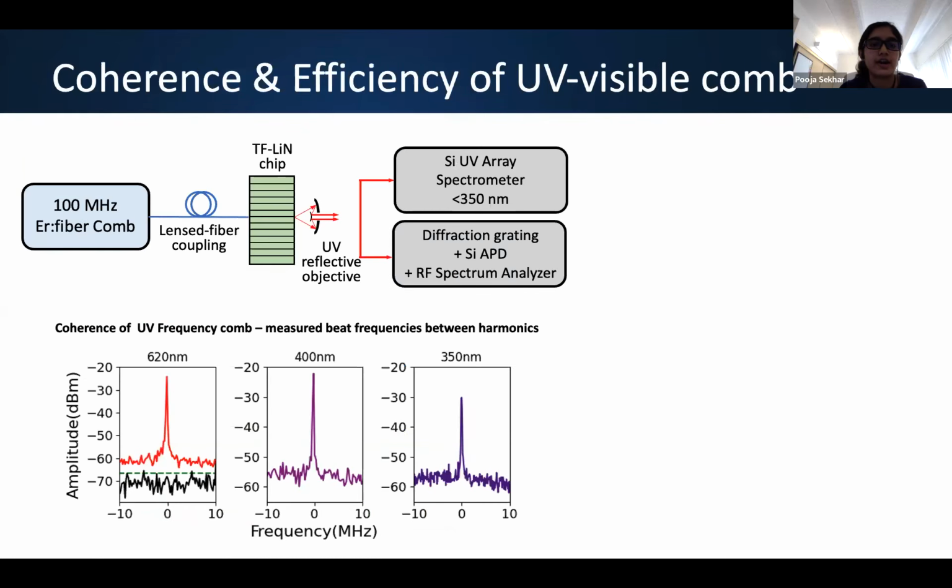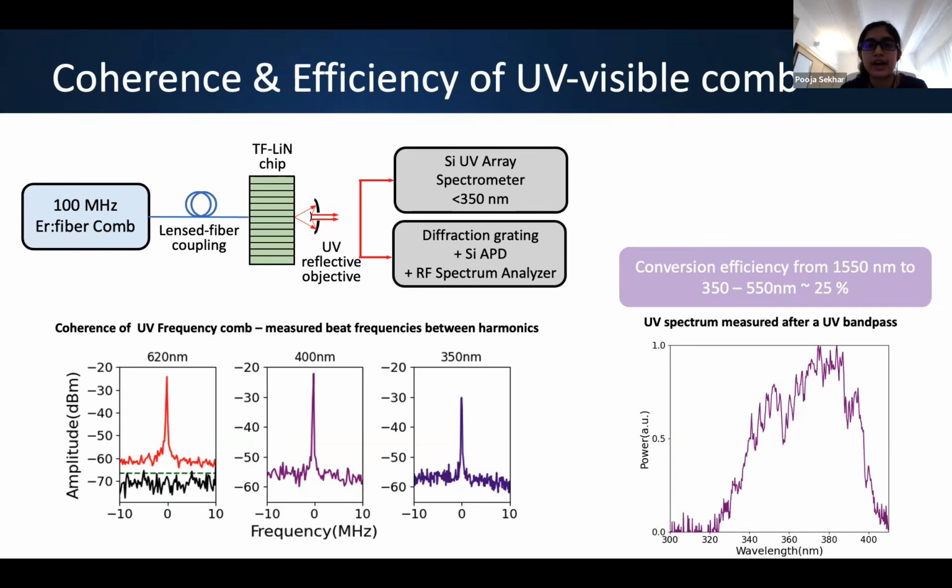To check the coherence of our broadband spectrum, we measured the beat signals between the harmonics at 620 nanometers, 400 nanometers, as well as 350 nanometers. We were able to see beat signals with a good signal to noise ratio of 30 dB or above, which shows that this supercontinuum generation process retains the coherence of the initial near infrared comb. Also, using this waveguide, we obtained a very good conversion efficiency of approximately 25% from the pump wavelength at 1550 nanometers to the wavelength region of 350 to 550 nanometers.